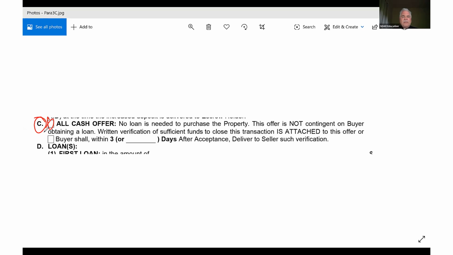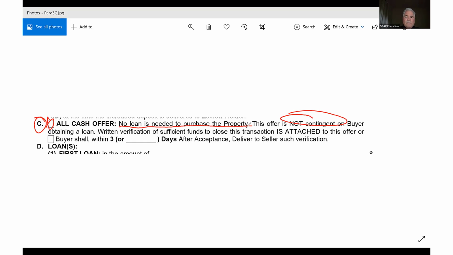And as you know, in zipForms, when you check this box, it grays out your ability to fill in the rest of the financing because there isn't any. It just assumes all cash means all cash, which means you're bringing in cash. So in my all cash offer, no loan is needed to purchase the property. That is inconsistent with no loan contingency, all right? You follow me? The offer is not contingent on the buyer obtaining a loan.